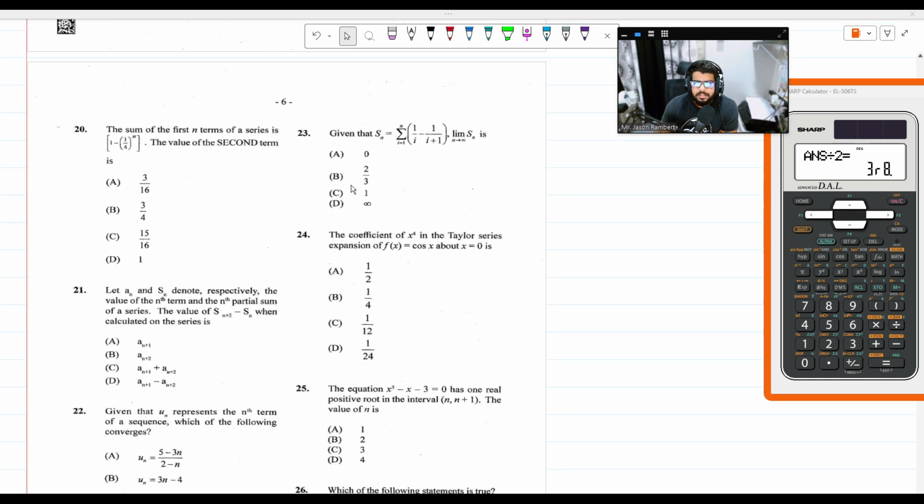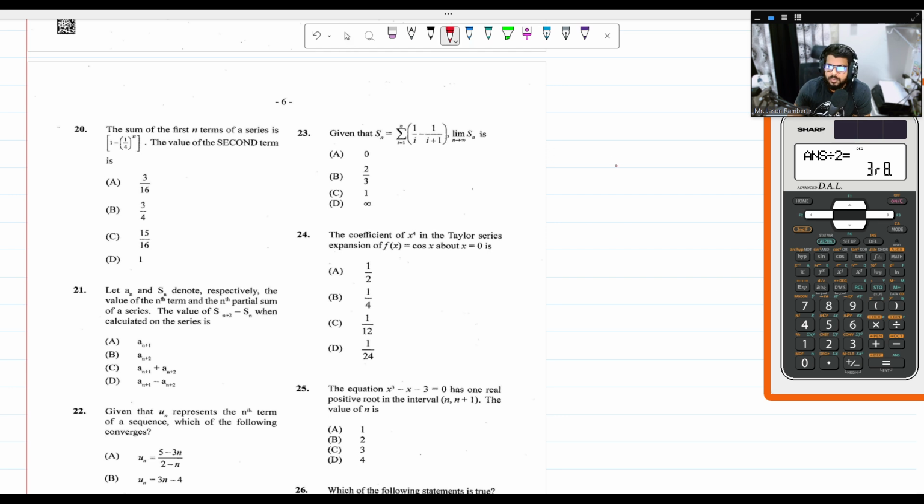The sum of the first n terms of a series is 1 minus a quarter to the n. The value of the second term is... let's see. If the sum of the first n terms is given, we could calculate the first term by calculating the sum of the first term. So S1 is the sum of the first term. S1 is T1, and this is equal to, when n is 1, 1 take away a quarter, which is 3/4. S2 is T1 plus T2, and that is going to be 1 take away a quarter squared, which is 1 take away 1/16, which is 15/16.